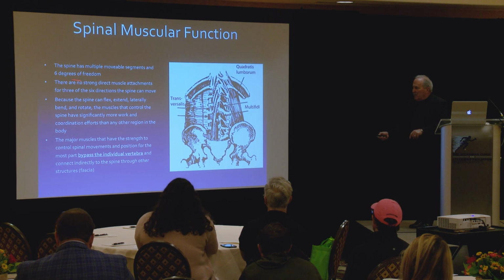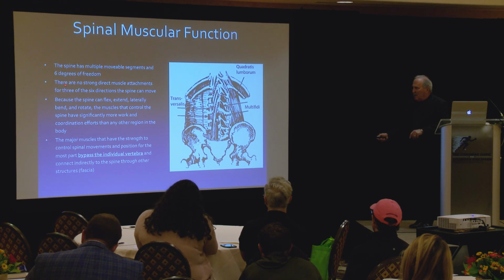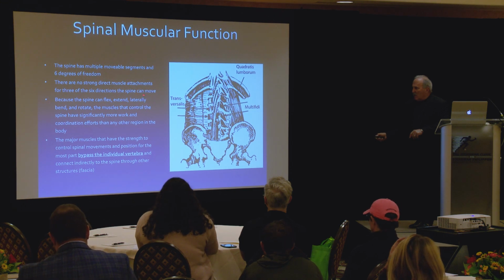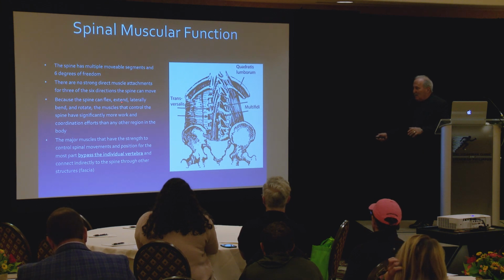So, the spine has multiple movable segments in 6 degrees of freedom. There are no strong, direct muscle attachments for 3 of the 6 directions the spine can move, because the spine can flex, extend, laterally bend, and rotate. The muscles that control the spine have significantly more work and coordination than any other region in the body.